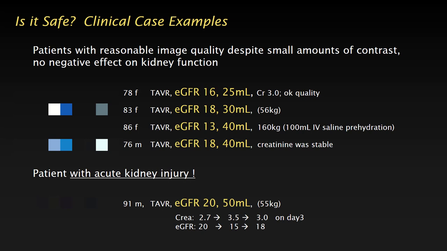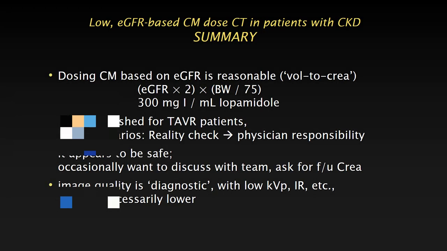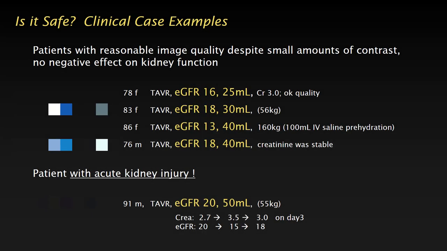There was one patient though, relatively recently, who did develop acute kidney injury. Now here, look at the numbers. Sorry, it just moves when I touch it here. So this was a 91-year-old patient, eGFR of 20, so again, not very good, and he got 50 milliliters of contrast. It was a small Vietnamese man with 55 kilograms.